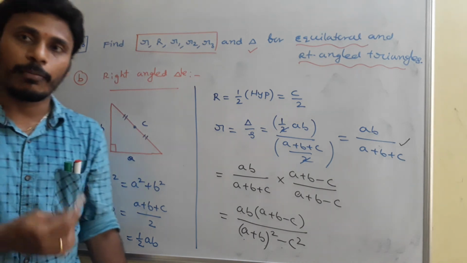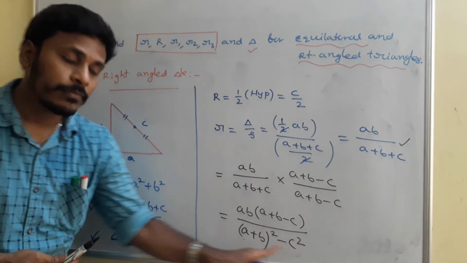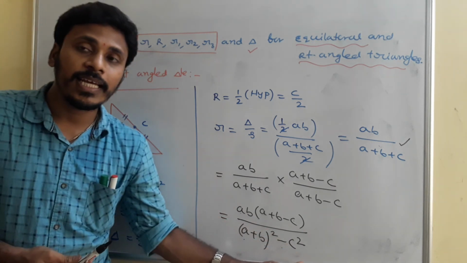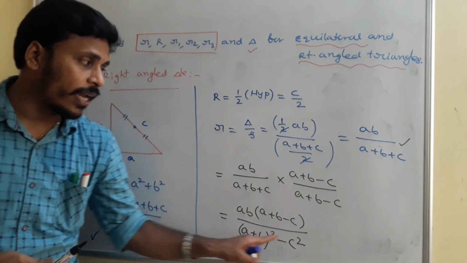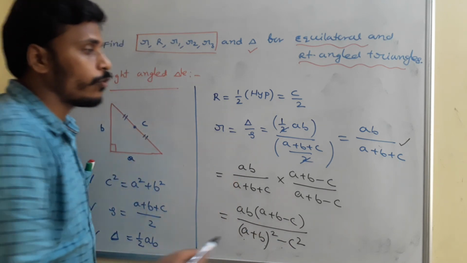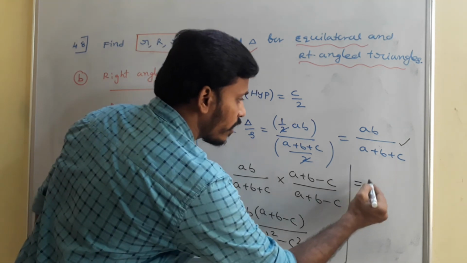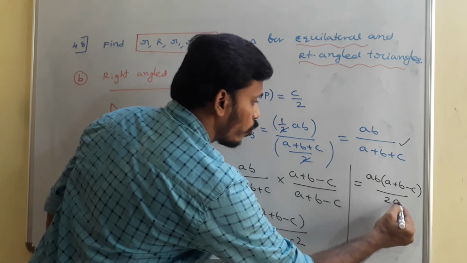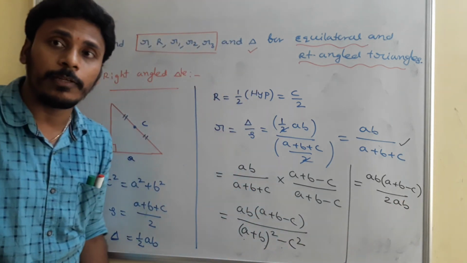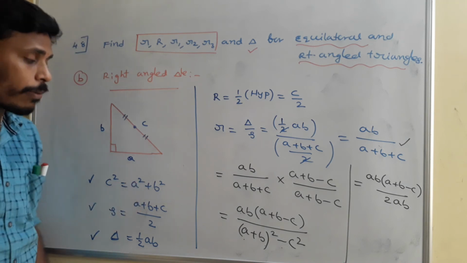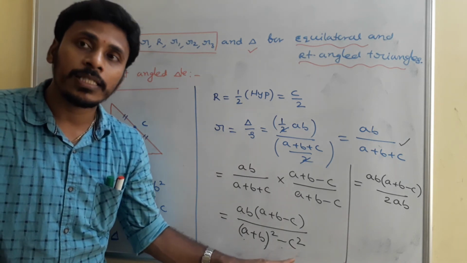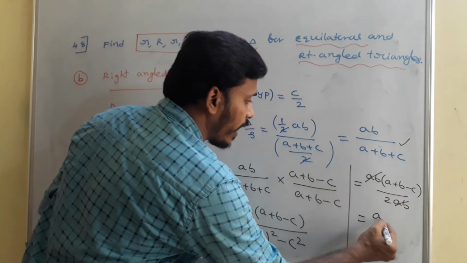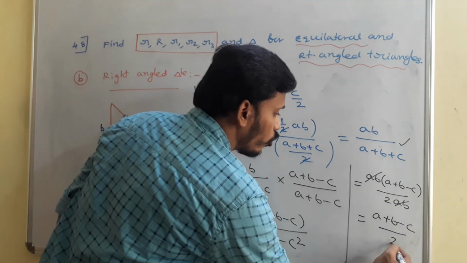You just now think about it. C square is what? A square plus B square. If you replace this A square plus B square here in C square, the denominator will become 2AB. That's what you need to identify. So this is equal to AB times (A plus B minus C) by 2AB. How is the denominator 2AB? Since C square is equal to A square plus B square, rewrite here, on simplification you have 2AB. So cancel this AB and AB, you will get (A plus B minus C) by 2.